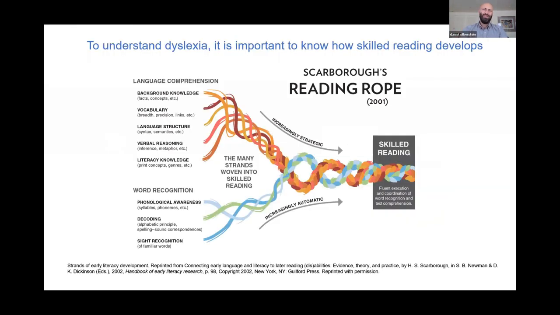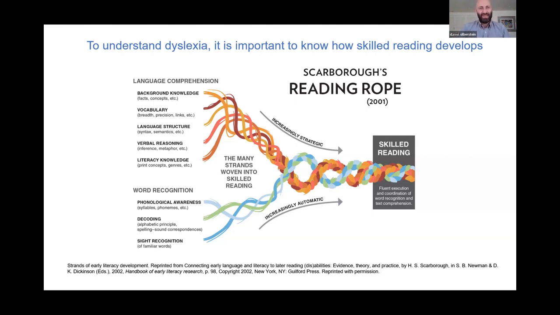And here's another way to look at it. This is Scarborough's rope, which is a simple view of reading, how things come together neurocognitively, right? Your phonological awareness, your word recognition skills. So I'm going to talk about phonological awareness a lot in this training. I'm sorry, but that's a sound-based process. It's a pre-reading skill, right? So hearing large units of sounds like words in a sentence or syllables or even individual phonemes. And then decoding, right, connecting the symbols. And then down there you see it says sight recognition.